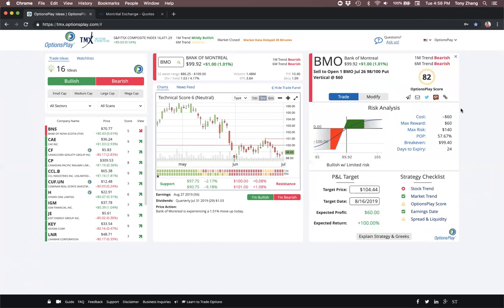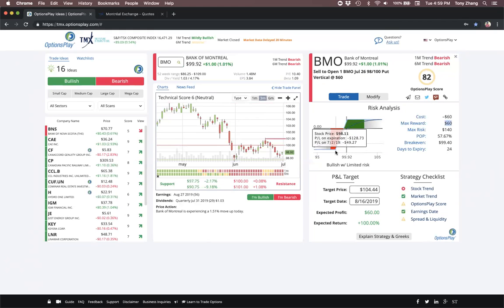This would be an example of, if I felt BMO is near a double bottom, and I feel that it is likely going to at least stay where it is, maybe rise a little higher, selling this put spread, with the 100 strike put as the short leg. As long as the stock stays above 100, I make my maximum $60. If the stock was to drop a little, I can actually still make some profit, but I'll make less.